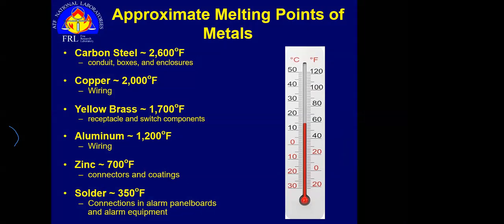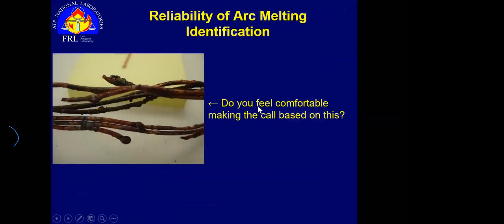So I grew up using the rule of 800s. Just focusing on aluminum, copper, and steel: aluminum's about 800 degrees below copper, and copper's about 800 degrees below steel. So it's just an easy rule of thumb to keep in mind. Again, it's all approximate.